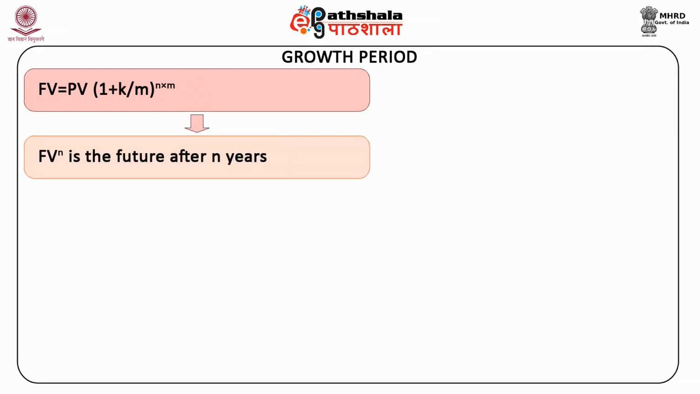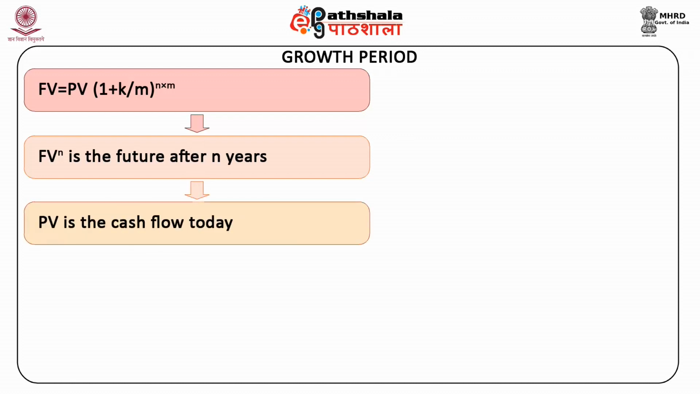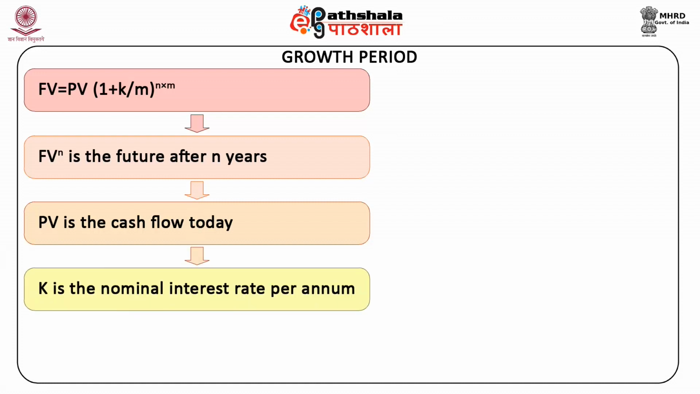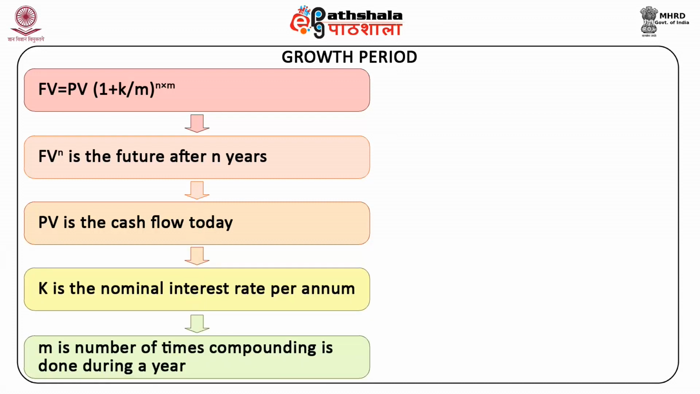FVn is the future value after n years. PV is the cash flow today. K is the nominal interest rate per annum. M is the number of times compounding is done during a year. N is the number of years for which compounding is done.